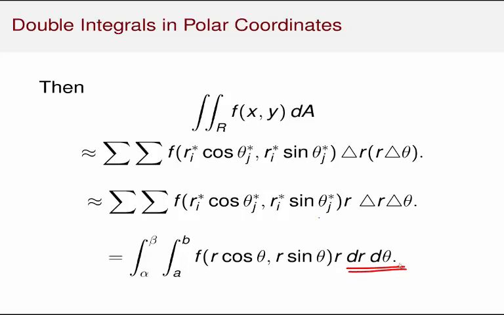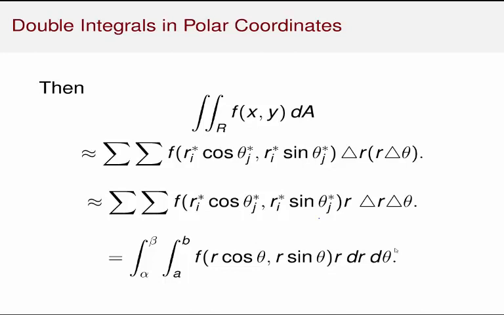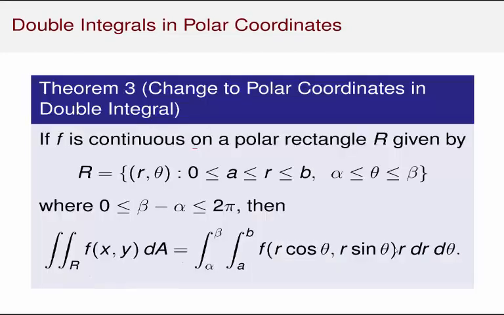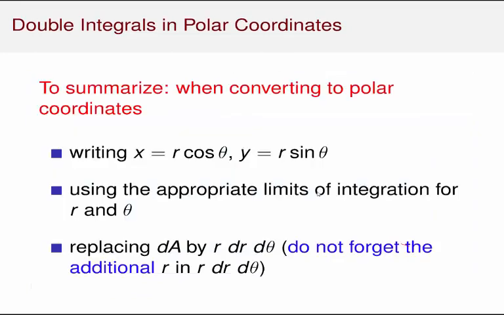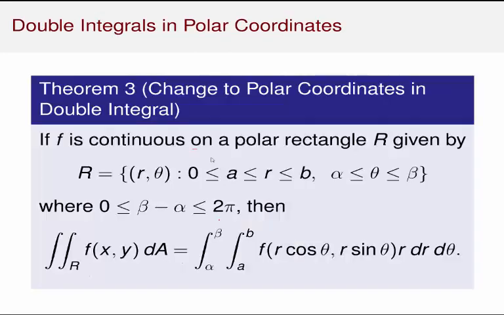Now it doesn't matter which order we use for r and theta, because both of these variables are bounded by constants. Alright, let us put our findings in the following theorem. So formally, if f is continuous on a polar rectangle R, then the double integral over R can be computed using the following iterated integrals with respect to r and theta. And here are a few things to remember when doing this conversion. First, we must replace x and y in the argument of our function by their corresponding expressions in terms of r and theta.